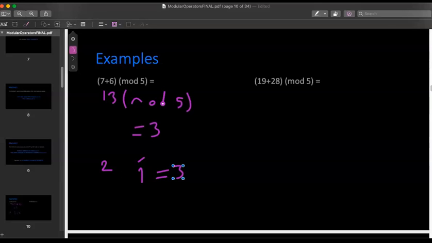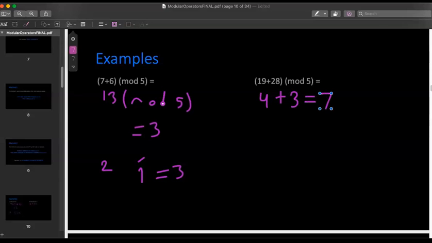All right. What about the second one? Do you want to get on the mic? Can I? Yeah, go ahead. I think for this, in this case, it'd be much easier to use the second method. So if you do 19 mod 5, you would get a remainder of 4. So you would do 4 plus 28 mod 5, which would give you a remainder of 3. So therefore, the answer would be 7.